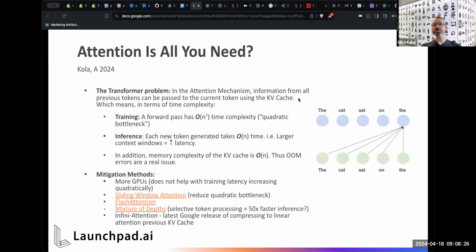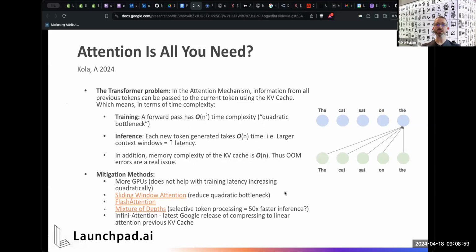So in the attention mechanism, you have the information from all previous tokens, which can be passed to the current token using the KV cache, so everything that's in the context window. In terms of time complexity, it has quadratic time complexity, and each new token generated takes linear time, which is the larger the context window, the larger the latency, right? And in addition, the memory complexity of the KV cache is linear, so out of memory errors are a real issue. So that was kind of the motivation for Mamba in a way.